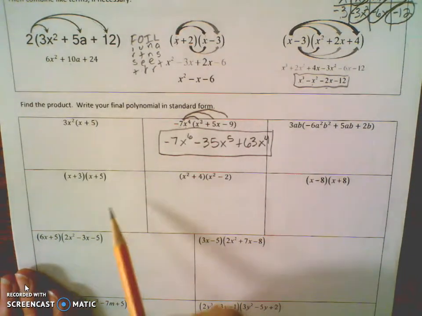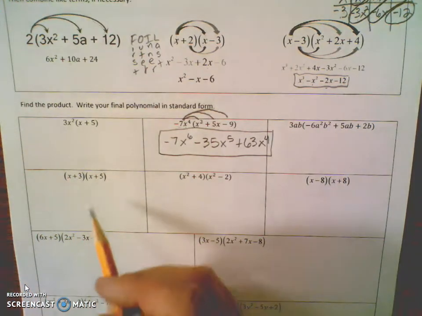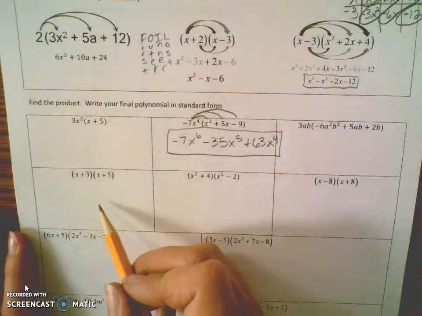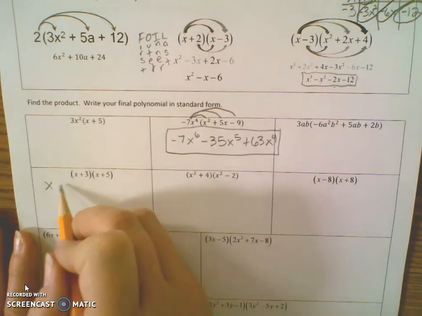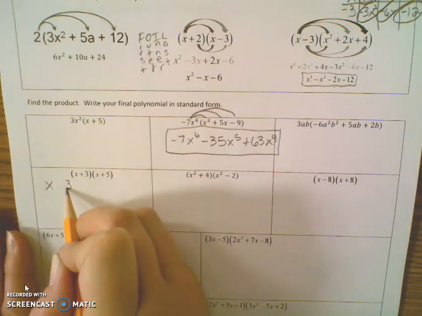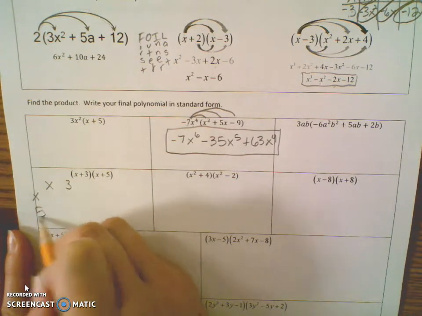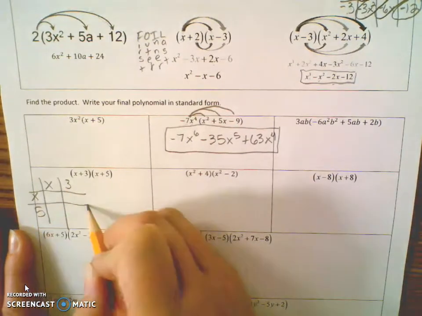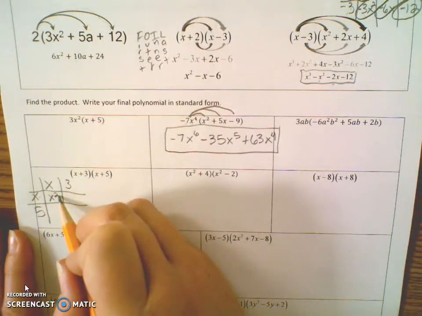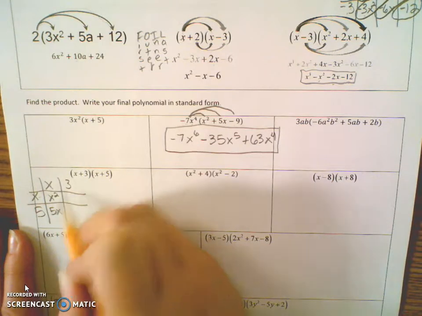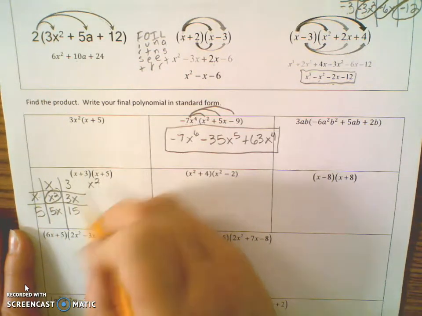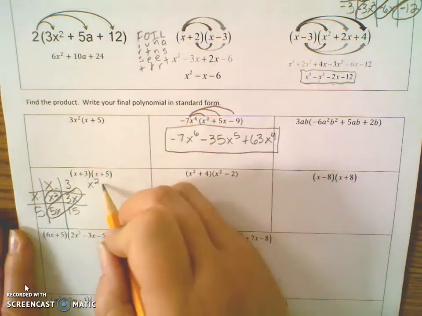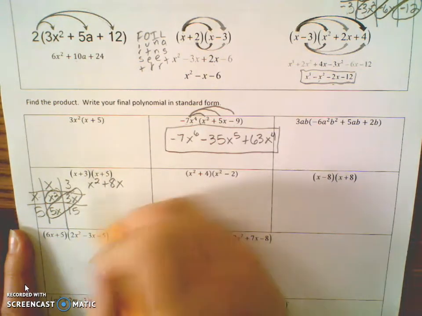And then let's do this one, and I'm going to do this one both ways. So I'm going to do it in a grid, and I'll show you the other way. So here's my x and my 3, and here's my x and my 5. x times x is x squared. Here we have 5x, 3x, 5 times 3 is 15. So I have x squared, 5x plus 3x is plus 8x, and then 15.